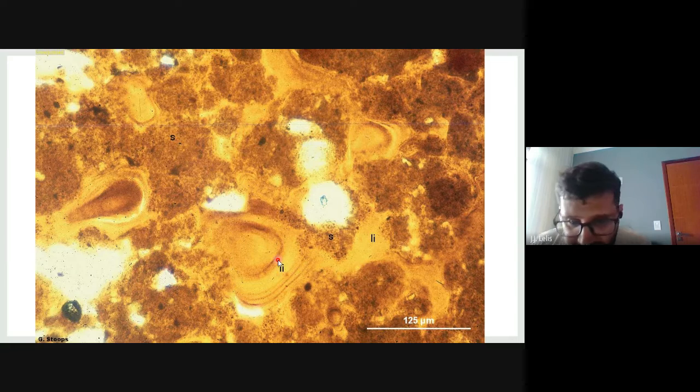And it's so interesting that we can see here the layers of deposition, and these layers of deposition of clay show us different minerals because we have different colors.